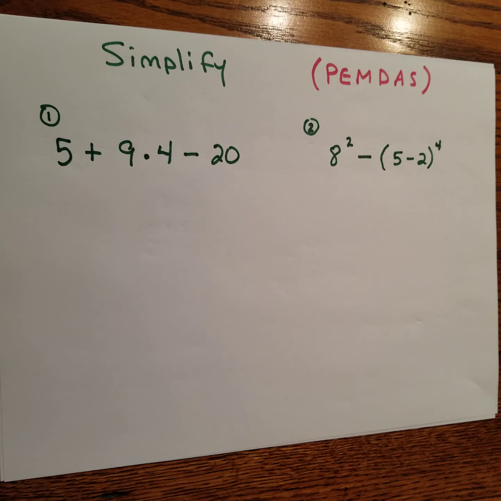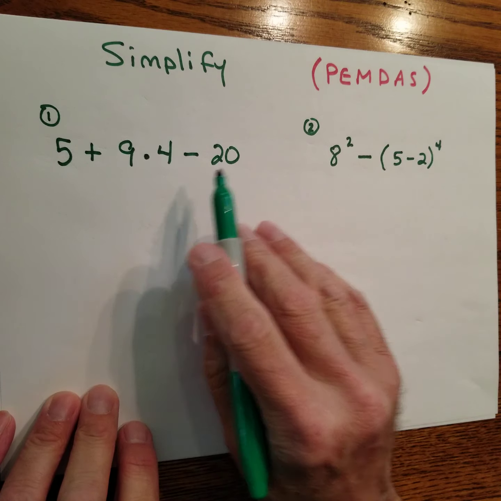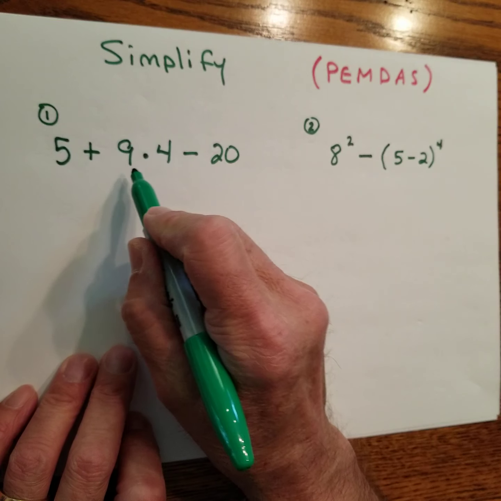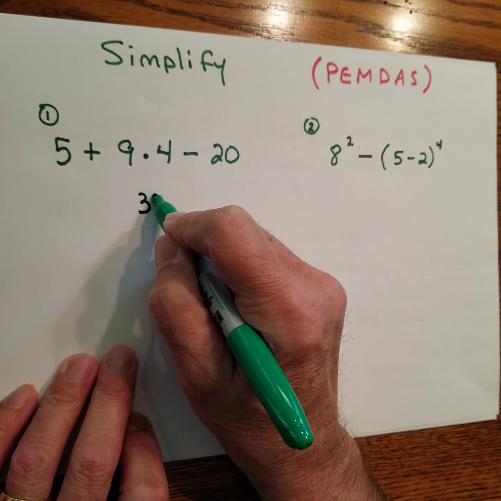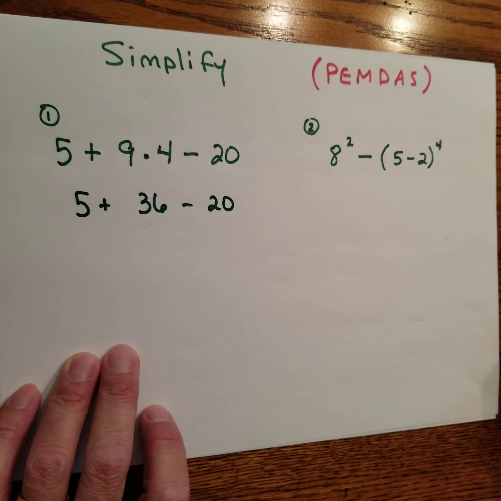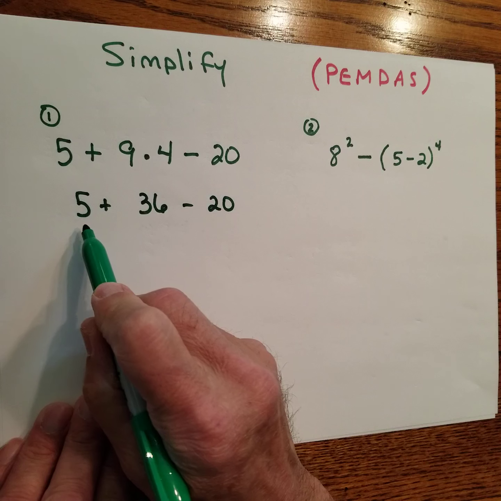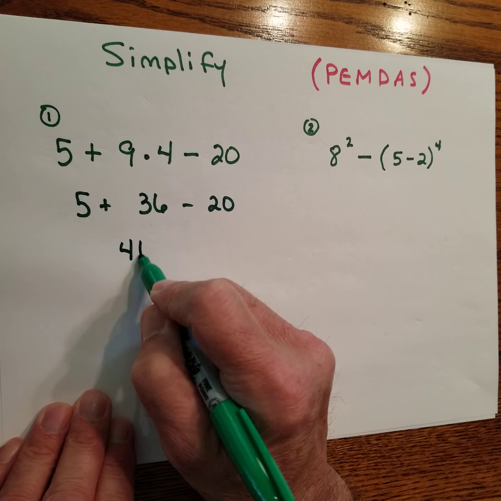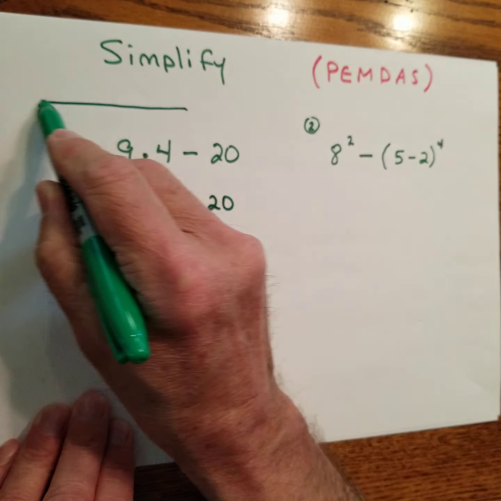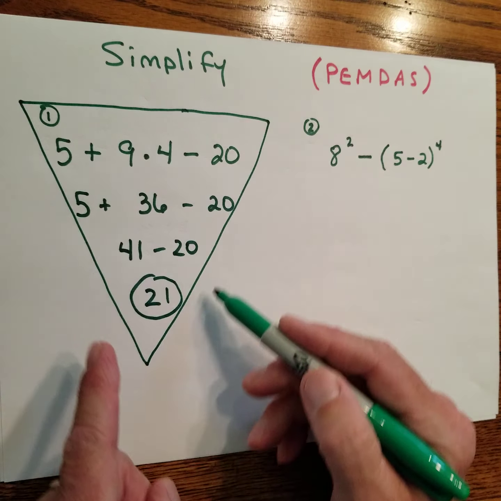Here comes number one. Now, number one, I see add, multiply, subtract. I know multiplication happens before addition and subtraction. Let's multiply first. 9 times 4, that's 36. Now copy and copy. If all I have left is addition and subtraction, those go left to right. So it's 5 plus 36 minus 20 is 21. Look how nice that work fits into a triangle. No equal signs. Copy the problem down, work the problem right down the page.